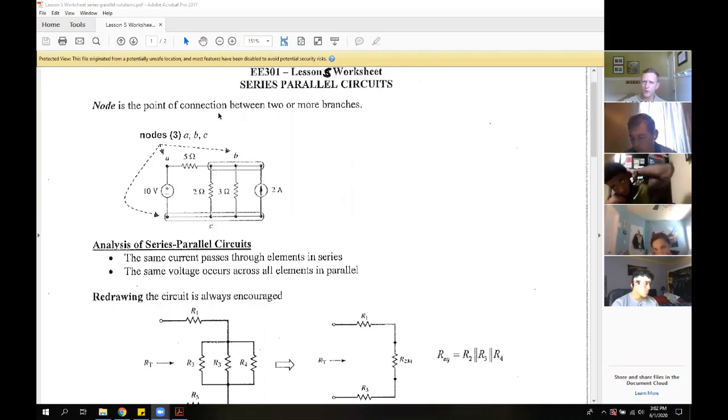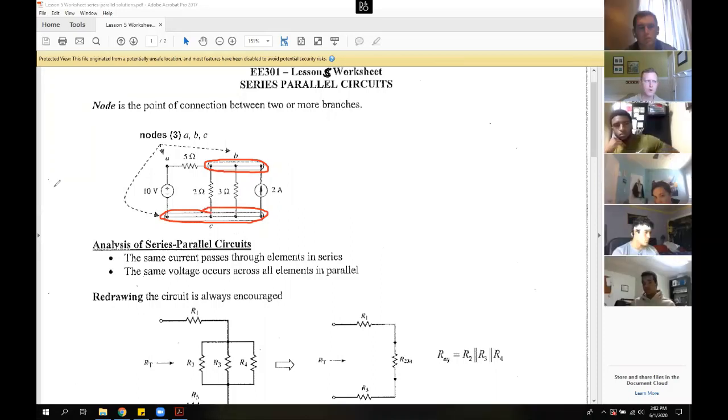Always recommend labeling nodes anywhere where there's not a drop. So there's no drop there, so that's all one node. Everything here, there's not a drop, so it's all one node. I'm going to change my marker to blue.